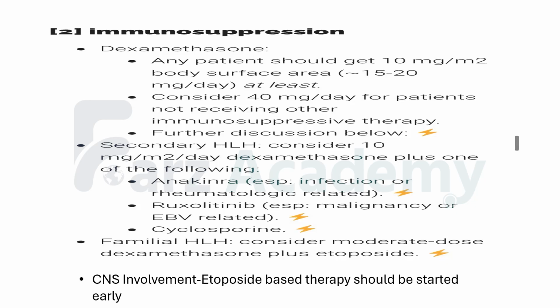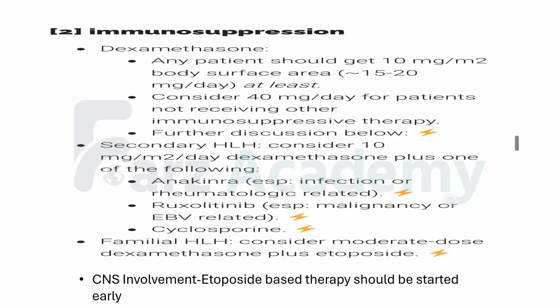And if they are not receiving any other immunosuppressants and only steroid therapy, you can go up to 40 mg per day, such a high dose of dexamethasone. In secondary HLH, consider other agents according to etiology. If there is an infection, then anakinra, which is an interleukin 1 antagonist, or in rheumatological disorders, anakinra will also help along with steroids. And ruxolitinib, a JAK kinase inhibitor, especially when there is a malignancy or EBV related HLH.